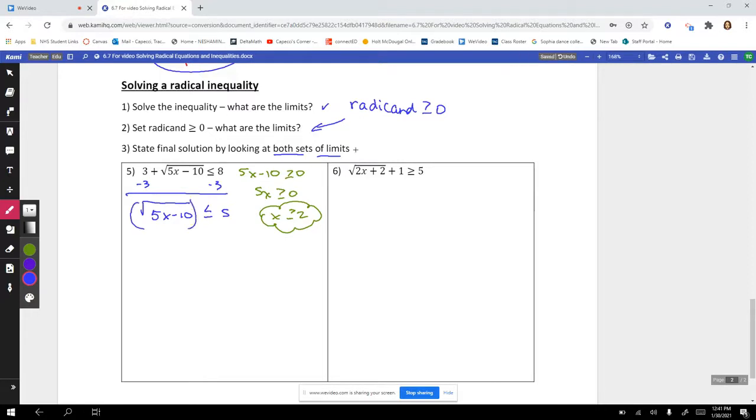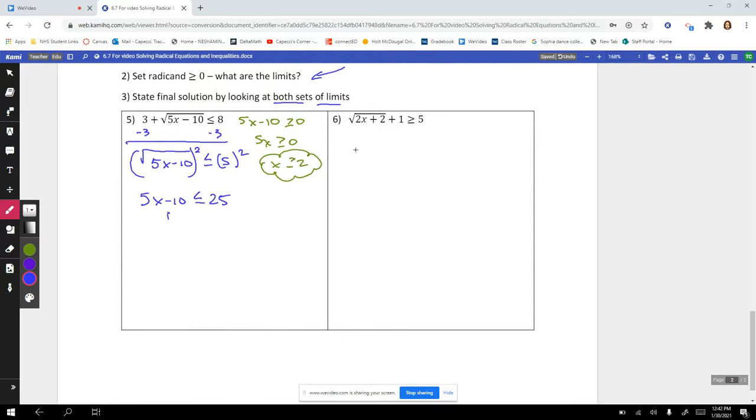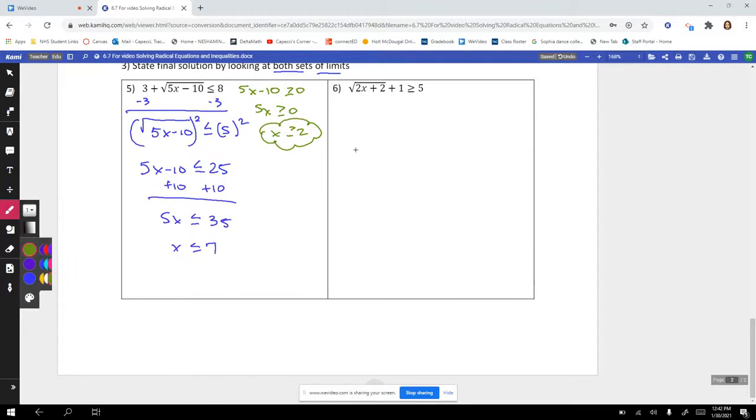To get rid of my radical sign, I'm going to square both sides. I have 5x - 10 is less than or equal to 25. Add 10 to both sides, and I have 5x is less than or equal to 35. So x is less than or equal to 7. Okay, so that's our other limit.